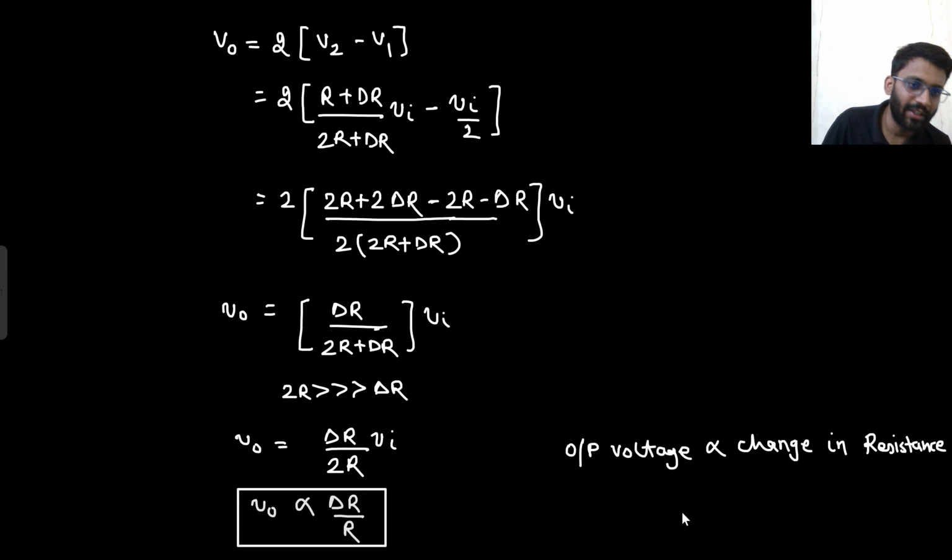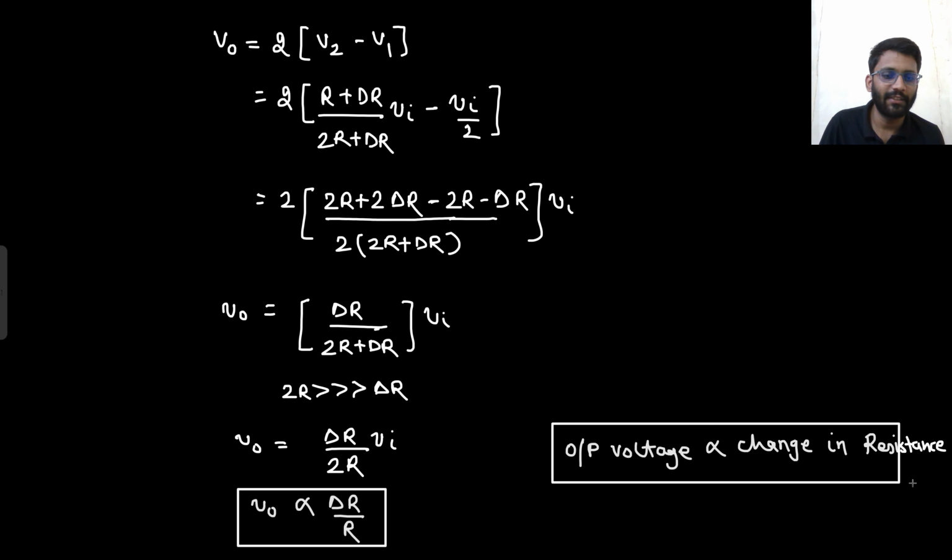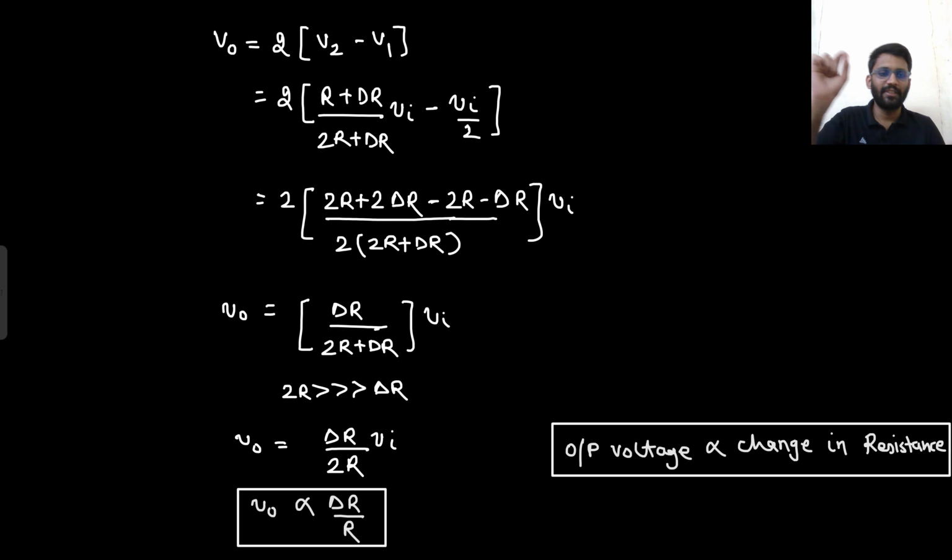By using this configuration, transducer and instrumentation amplifier, you will be able to detect that there is certainly some change in the resistance because of temperature. So there is a temperature change, because of that your output voltage is changing. So you will be able to detect that there is some voltage change, there is some temperature change. So this is where we use this instrumentation amplifier.